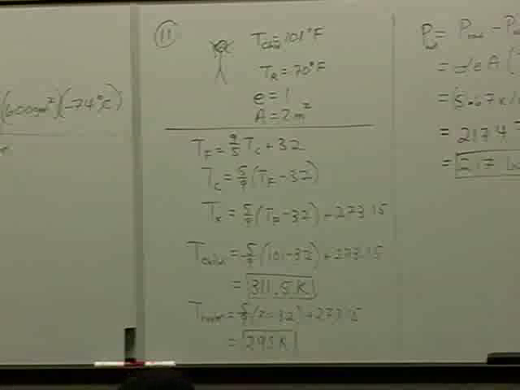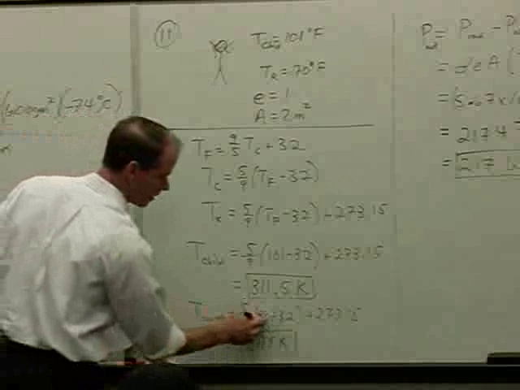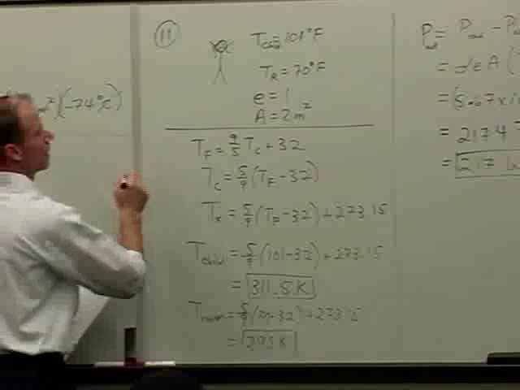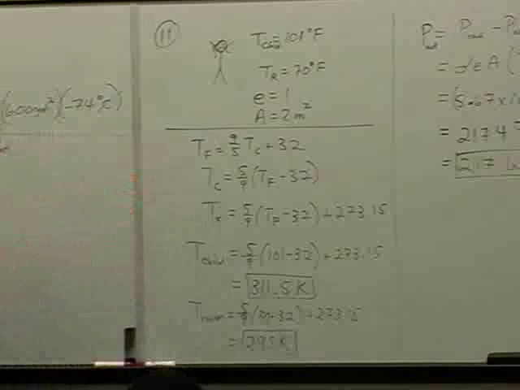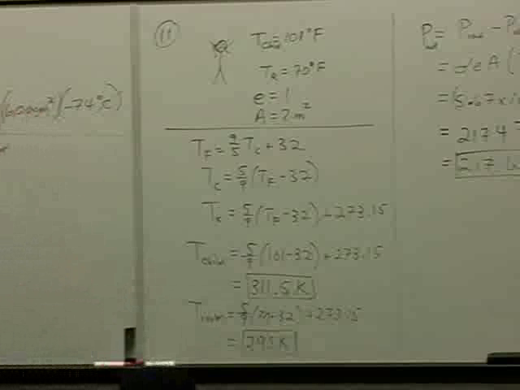What'd you have for the temperature of the room? I had 294.3. Oh, that's because the room temperature was actually 70. So that makes sense. Still 294. That sounds good.